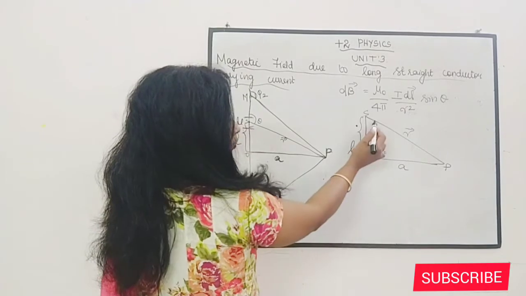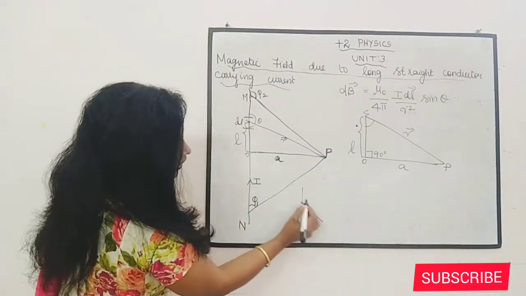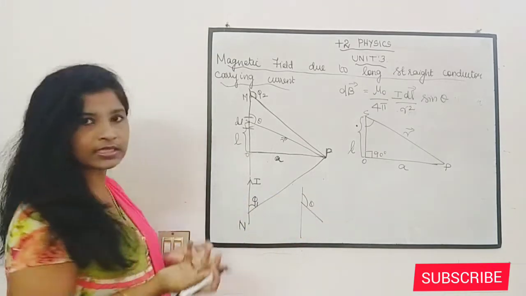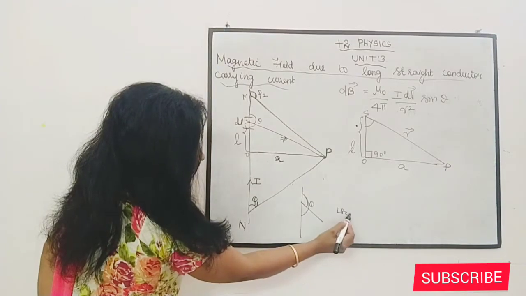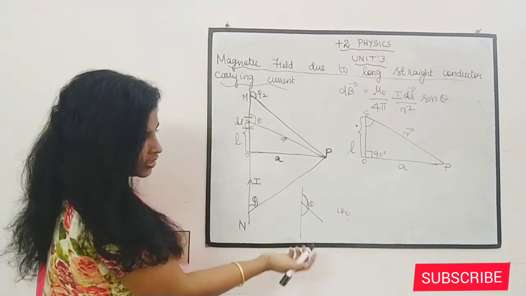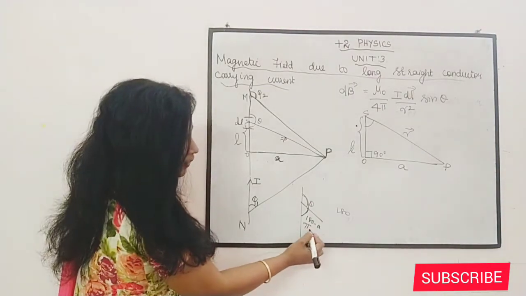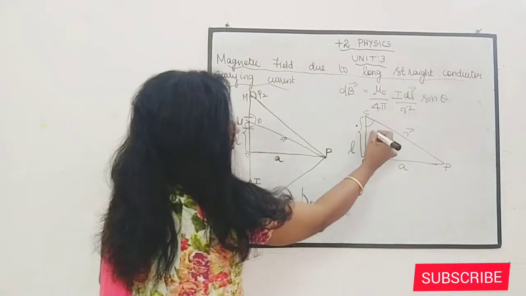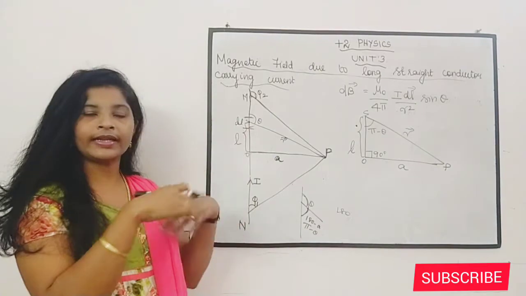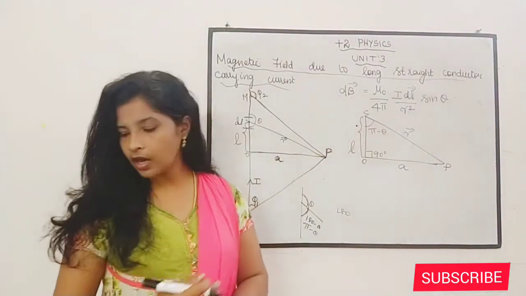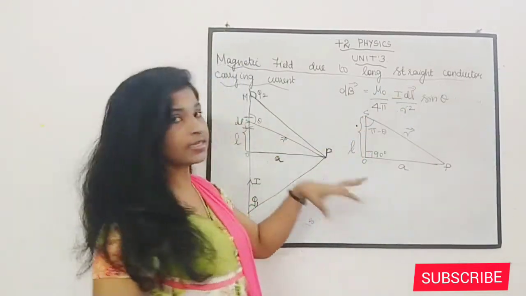What about this angle? It is theta. Then what about this whole entire angle? It is 180. So if theta is gone from 180, what remains? 180 minus theta, or we can write it as pi minus theta. So this angle is pi minus theta. From this I am going to convert these values into the known values.